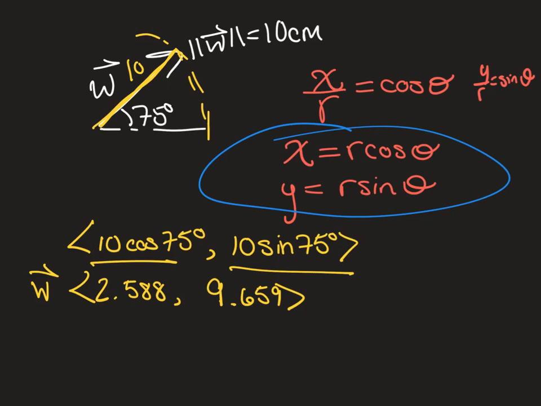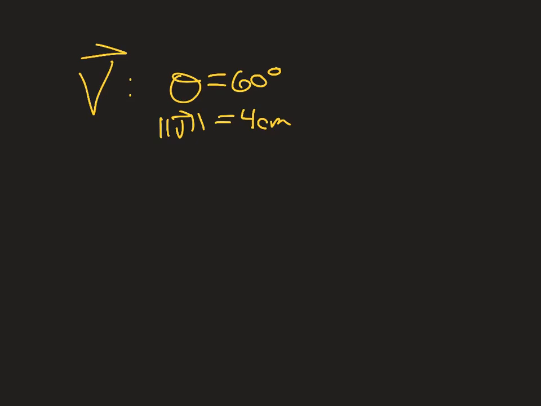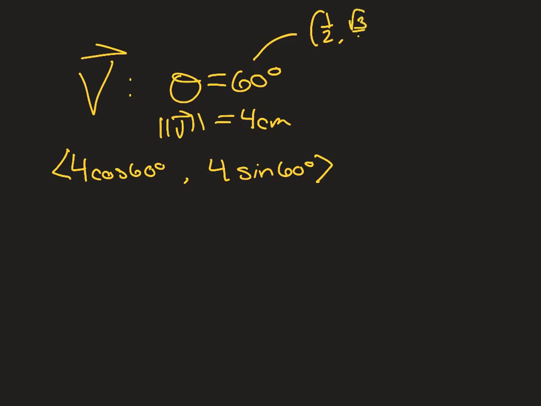And now we're going to do another vector. Let's do vector V next. So vector V is, the theta is equal to 60 degrees, and my magnitude of vector V equals 4 centimeters. So if I want to find its component form, I'm going to do 4 cosine 60 degrees, and then 4 sine 60 degrees. I'm not going to touch my calculator yet, because I know that the ordered pair at 60 degrees is 1/2, comma, root 3 over 2.